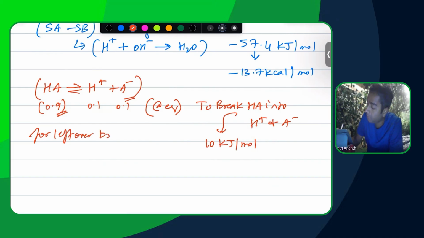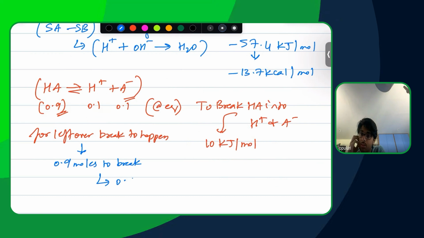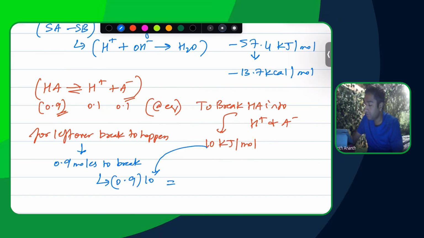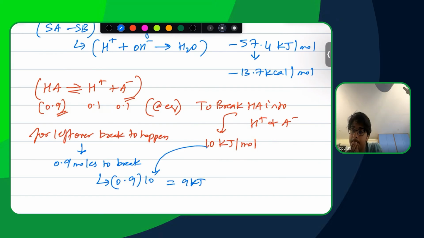So for the leftover to break, I'll be requiring 0.9 moles to break, which in turn requires 0.9 into 10, which works out as 9 kilojoules absorbed.